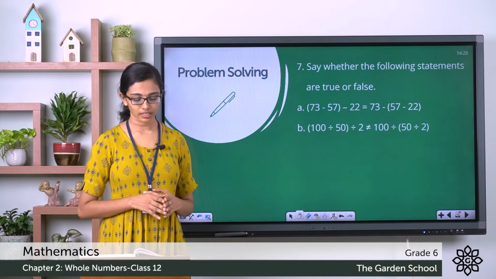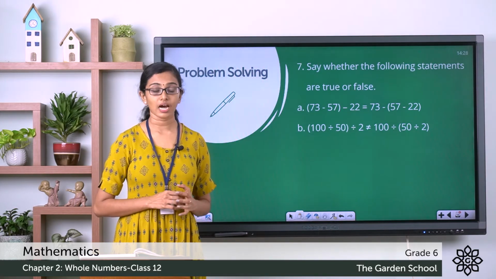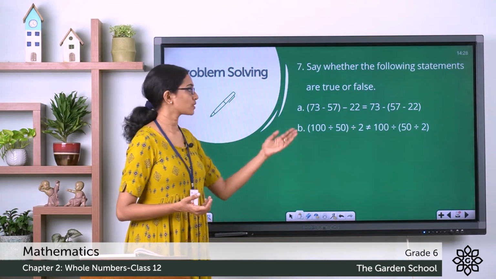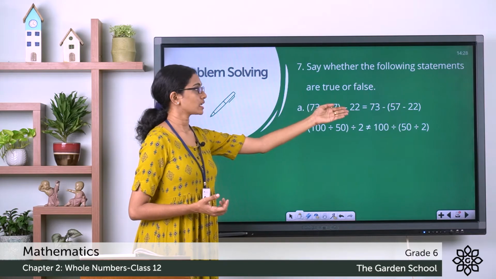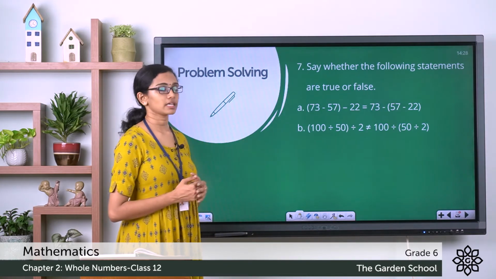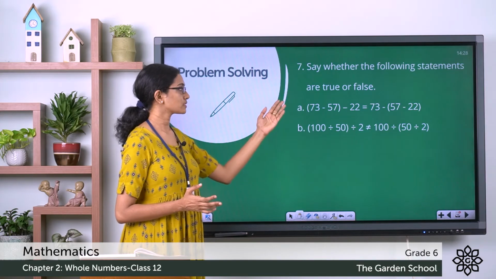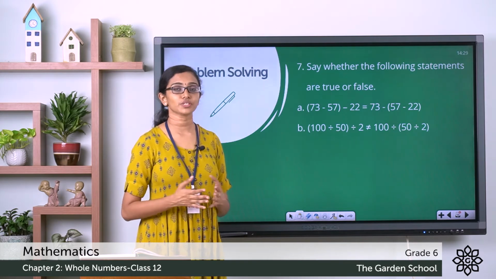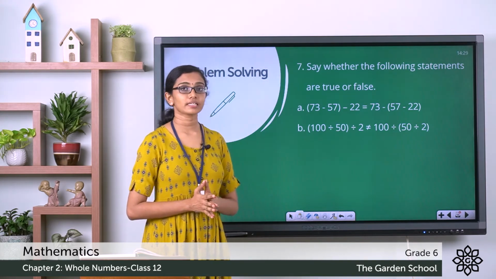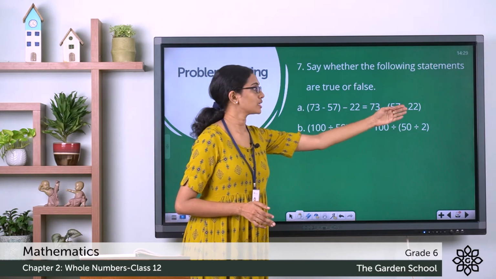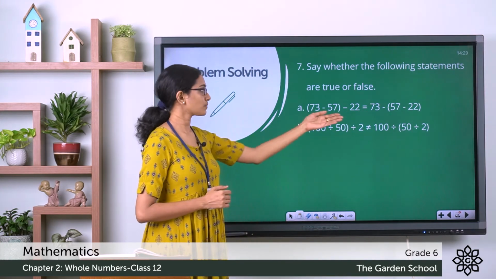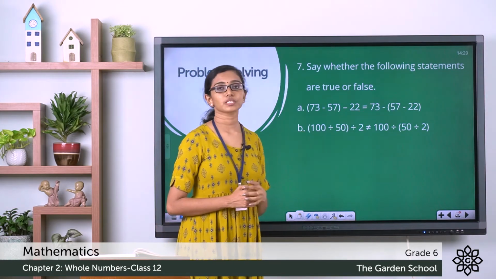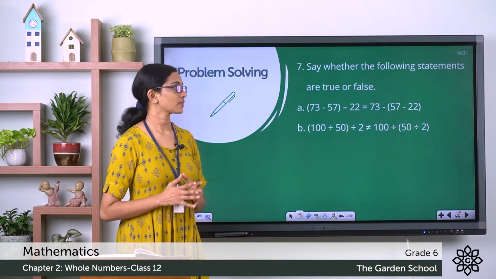This is question number 7. Say whether the following statements are true or false. So the first statement here, from the difference of 73 and 57, the number 22 is subtracted on the left hand side. So within brackets you have 73 minus 57, then that minus 22. You have to check whether this is the same as subtracting the difference of 57 and 22 from 73. That is, you have to check whether this part gives the same result as 73 minus within brackets 57 minus 22. So let's see if this is the same.